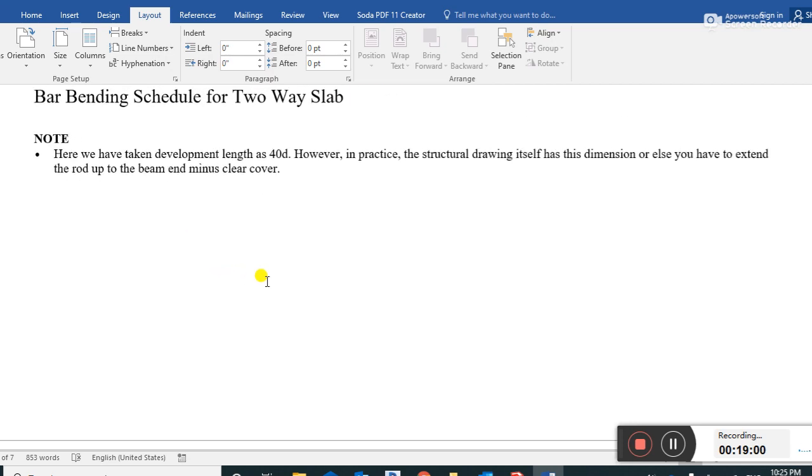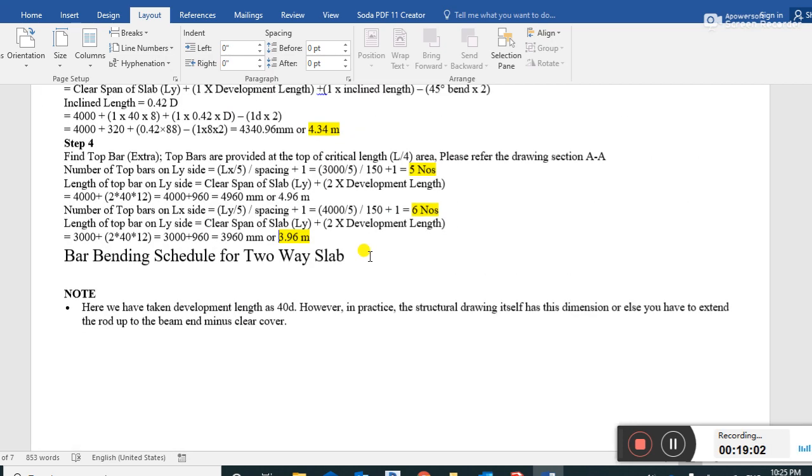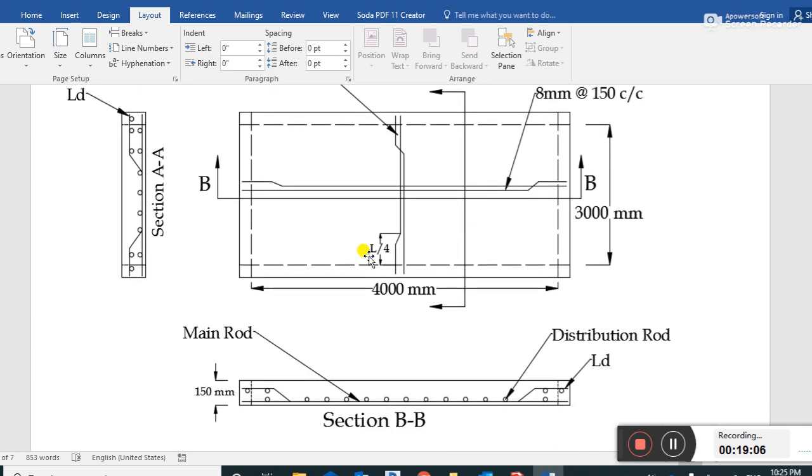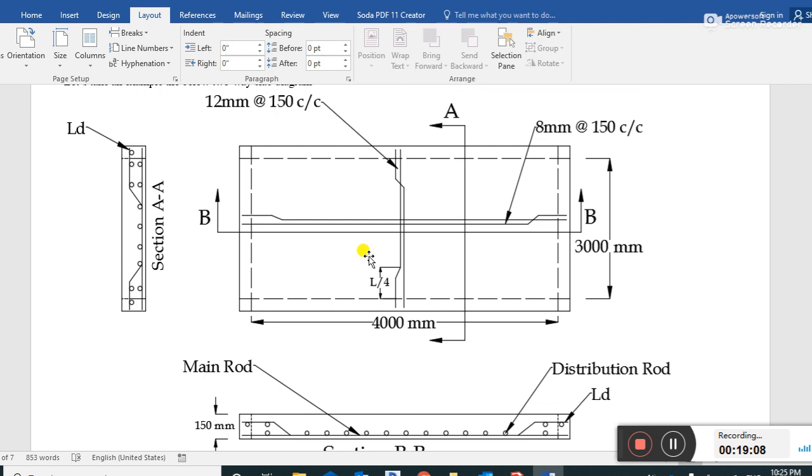Guys, this was all about slab bar bending schedule calculation.